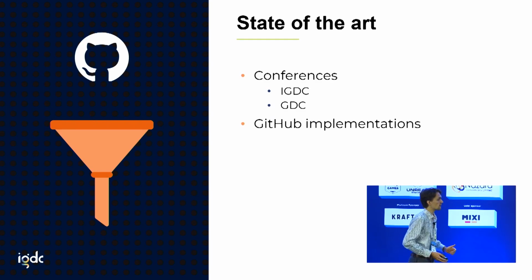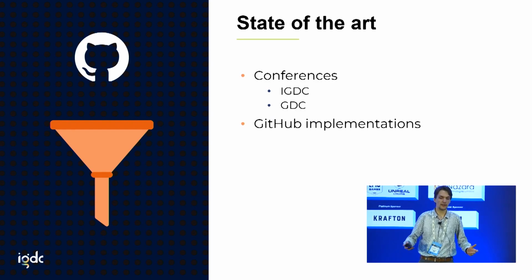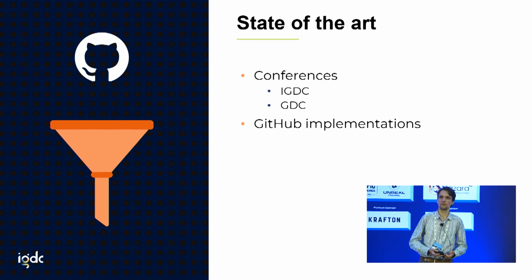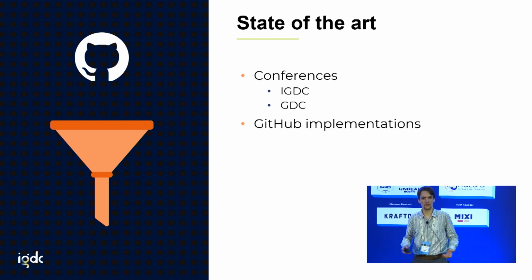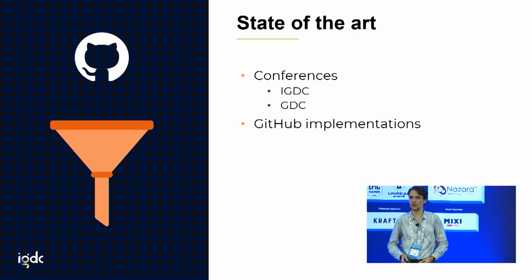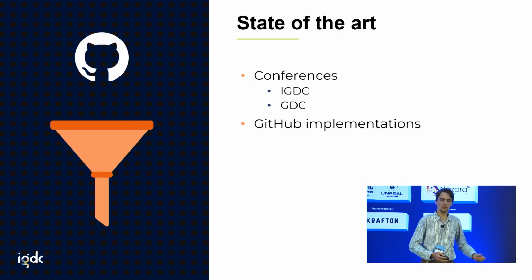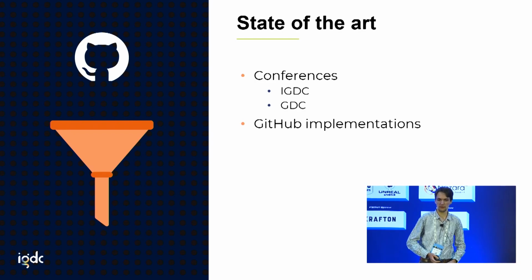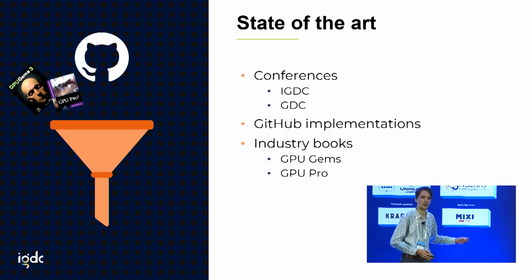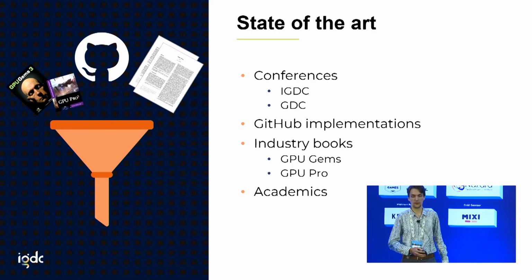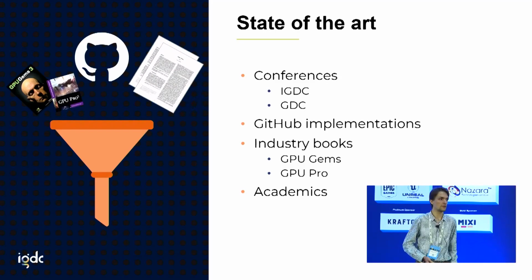Next, I like to look at GitHub implementations, right? The number of repositories of people having done things before is just incredible. Be mindful of the licenses, but that can give you also an idea of what the industry, or what people, are using and how these algorithms are being implemented. I also like to look at industry books, GPU Gems, GPU Pro, good sources of resources. And finally, I look at academic papers.